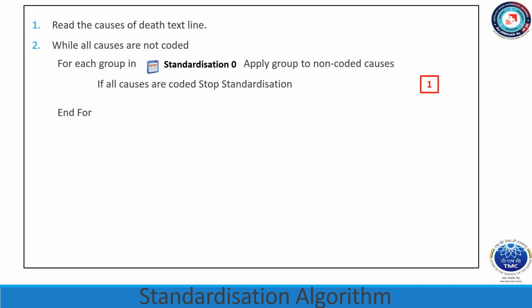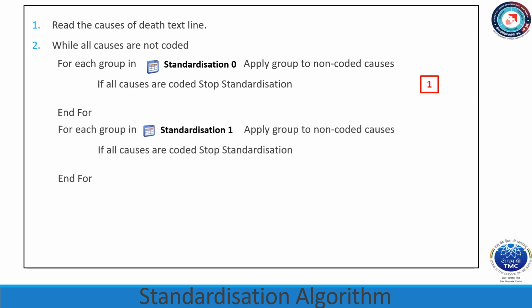Here, standardization 0 is the first table the algorithm refers to. Then next, check for each group in the standardization 1 and apply the group to the non-coded causes. And if all causes are coded, then stop standardization and end. Here, standardization 1 is the second table the algorithm refers to.